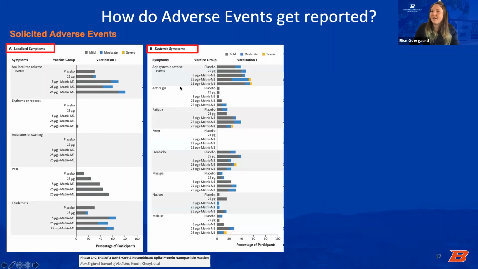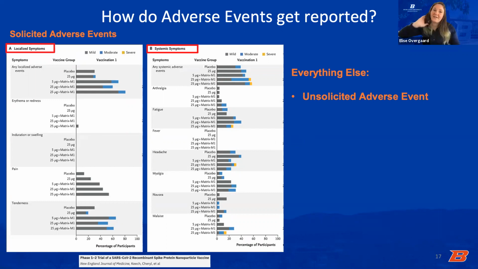The other kinds of solicited adverse events they look for are systemic things, like arthralgia, which is joint pain, fatigue, fever, headache, myalgia, which is muscle pain, nausea, malaise. These are all things they expect to happen with vaccination. So they ask patients, are you experiencing these? Everything else still gets recorded. Any change from a patient's baseline gets recorded as an unsolicited adverse event. That can include anything from getting food poisoning to breaking your ankle, anything at all that's different from a patient's normal.